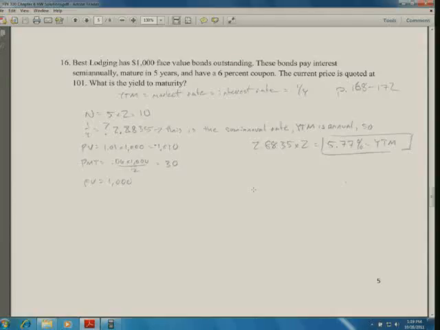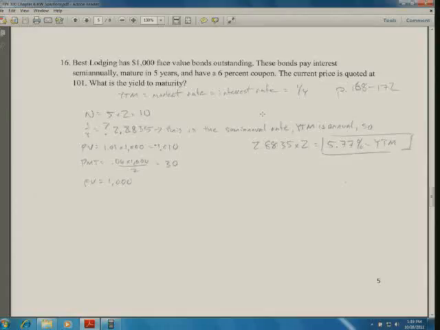Okay, number 16 from the Chapter 6 homework. This problem says that Best Lodging has $1,000 face value bonds outstanding. These bonds pay interest semi-annually, mature in 5 years, and have a 6% coupon. The current price is quoted at 101. What is the yield to maturity?